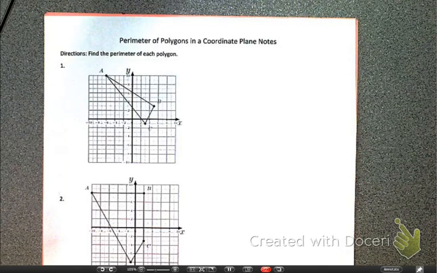Today we're focusing purely on perimeter. How do you find the perimeter of any figure? You add all the sides. So in order to find the perimeter, we need to know the length of those sides. How do we find the length of a segment?